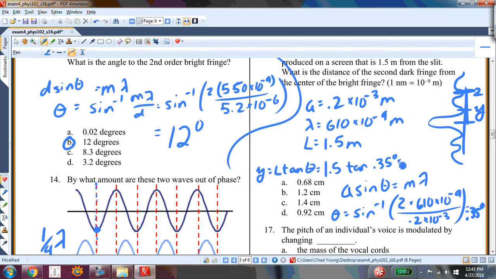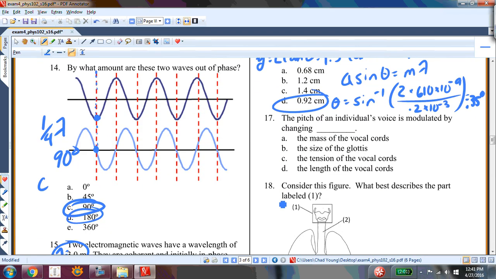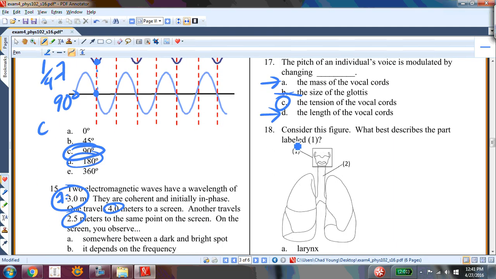And I get 9.2 times 10 to the minus 3. That's in meters, but it's equivalent to 0.92 centimeters. All right, the pitch of an individual's voice is modulated by changing the tension. The mass is set, the length is set. Although those affect the pitch, they can't change them very easily. And the size of the glottis just doesn't really affect the pitch at all.